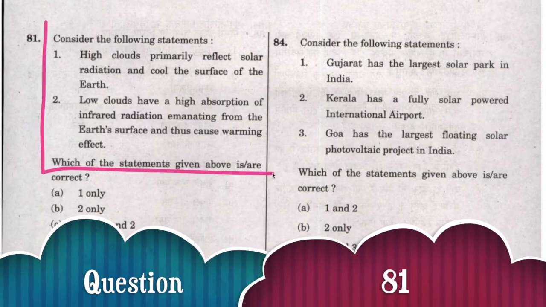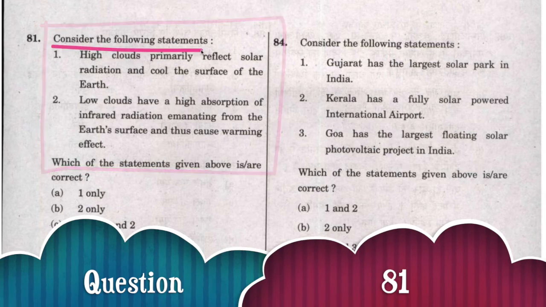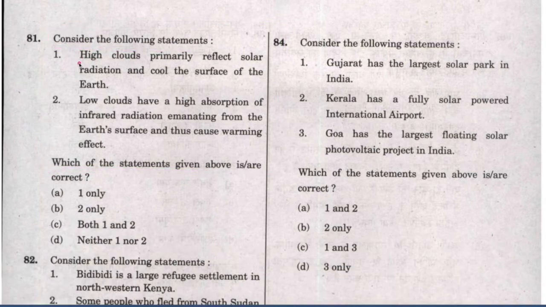Next question. Consider the following statements. Two statements are given. First, the high clouds primarily reflect solar radiation and cool the surface of the earth. This statement is wrong because high clouds are thin clouds, so they are not able to reflect. They allow the radiation to reach the earth. Therefore, this statement is wrong.